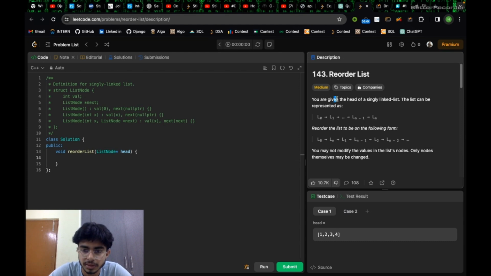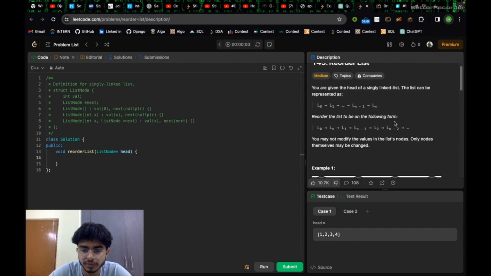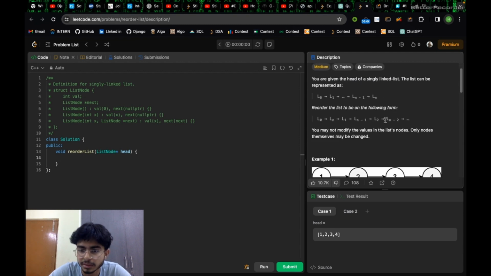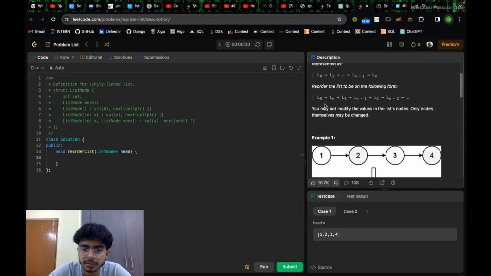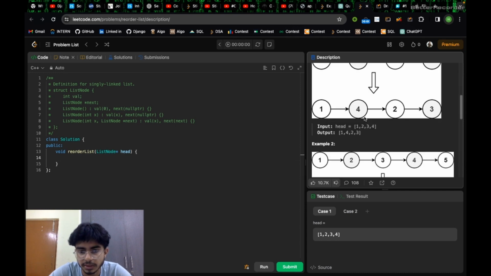So the question statement is we are given the head of the linked list and we have to reorder it somehow so that it looks like this. It's an ordering in which the first element is the first from the starting, the second one is the first from the last, the third one is the second one from the starting, and further you can see the diagram given here.